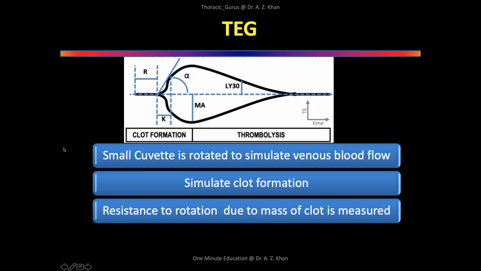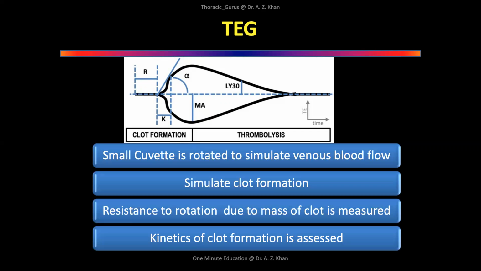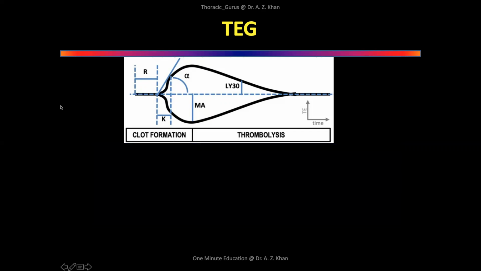Okay. As the clot is forming, you're actually studying a kinetic process. And the TEG is reading the resistance of the movement to the formation of the clot. Does that make sense? Yes. All right. So let's look at what information it provides. What can you read from a TEG?